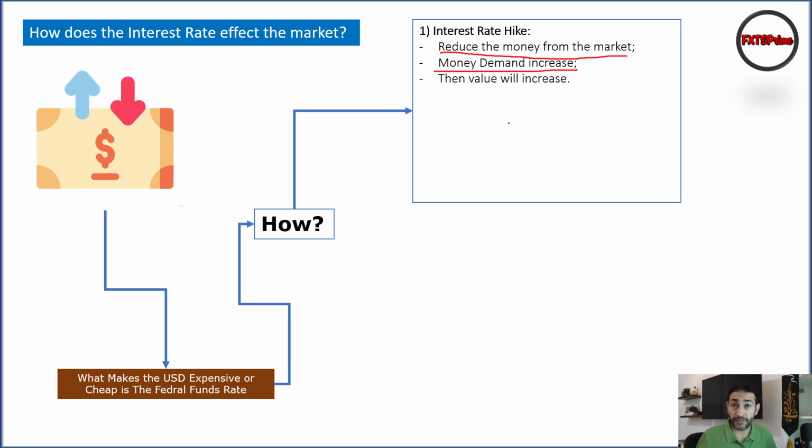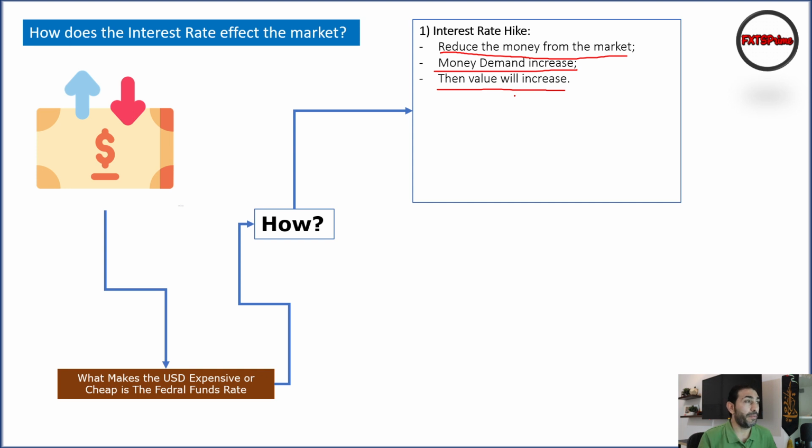So pull the money from the market, there will be an increase in the money demand. Then if there is an increase in the money demand, a small amount of money will become bigger in value, having more value. So you see the effect of the interest rate hike. When I increase the rate on the currency, I'm going to reduce the money in the market. I'm going to have more money demand.